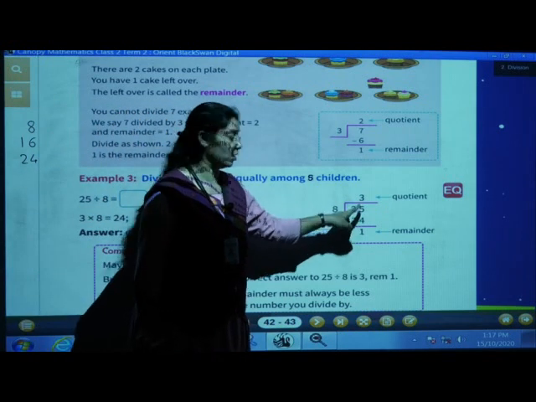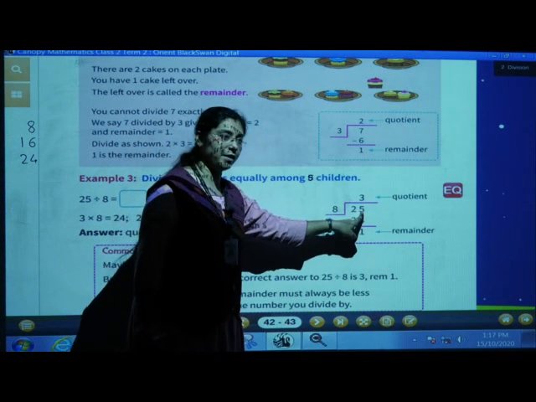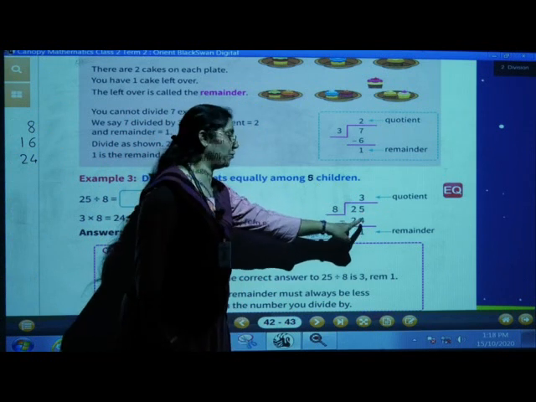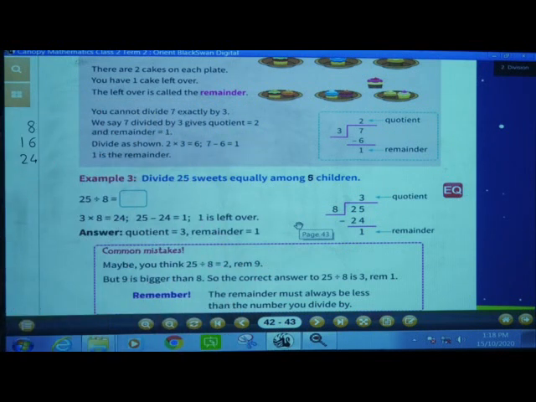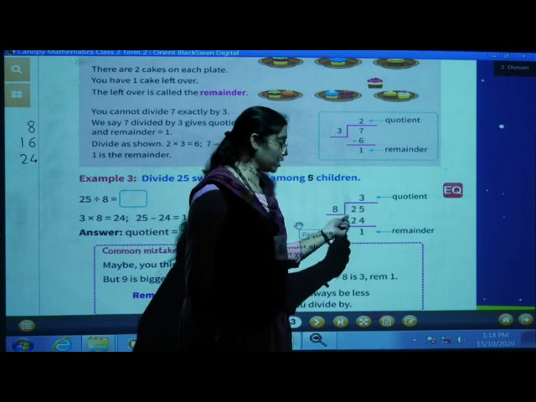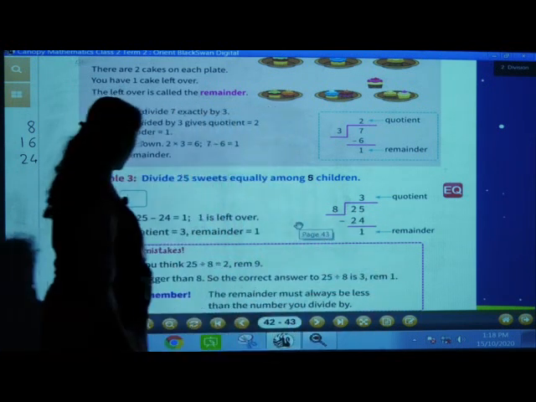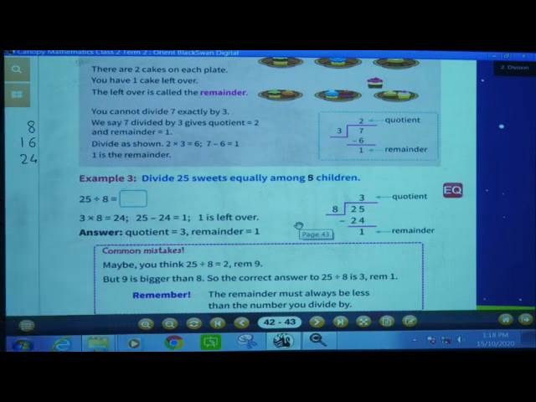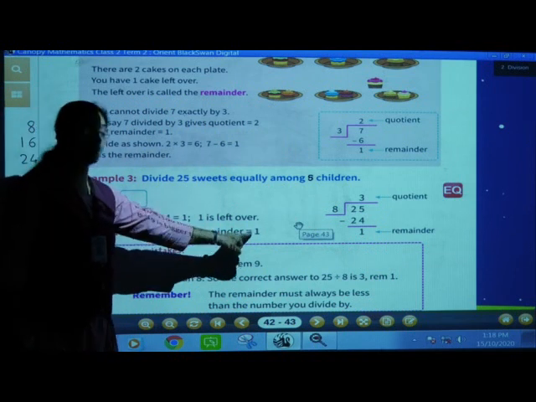Write here 24 below this dividend and then subtract 24 from that dividend, means 25 minus 24, 1. 1 is the remainder. Okay. So, quotient is 3 and remainder is 1.